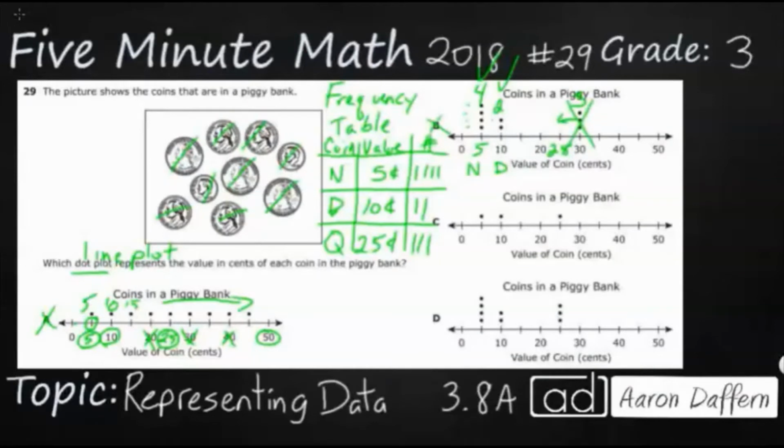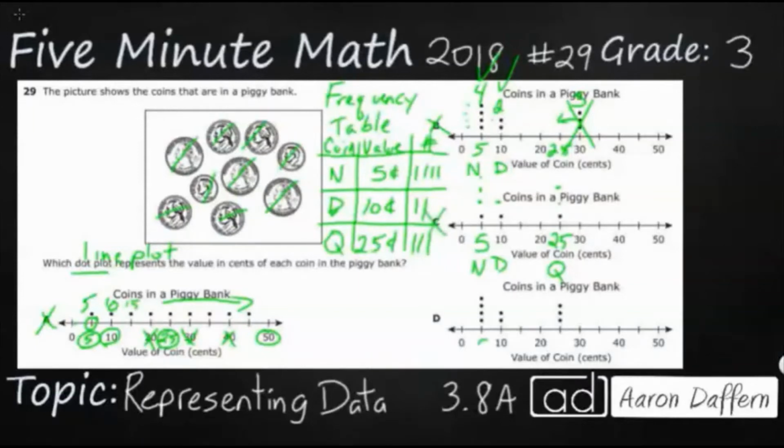So C, all C does is it at least gets the 3 correct spots. It's got a nickel, and it's got a dime, and then it's got a quarter. But the problem is it only does 1 of each. It just looks like 1, 1, 1. Well, we needed 4 nickels, we needed 2 dimes, and we needed 3 quarters. So correct spots, incorrect amounts. So let's hope it's D.